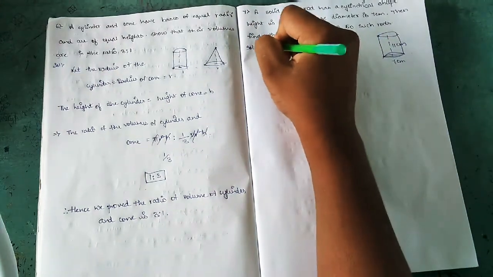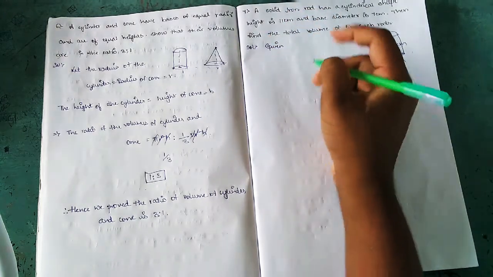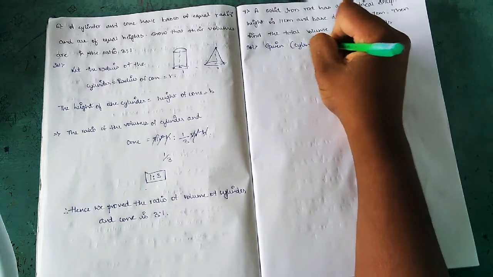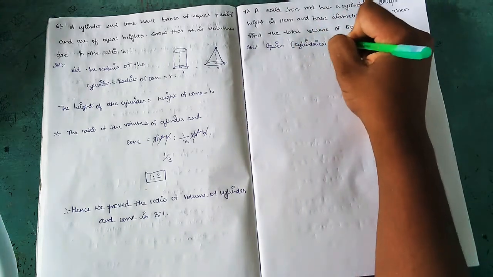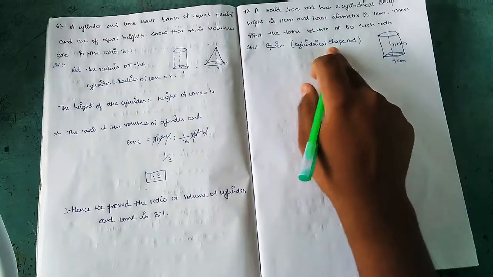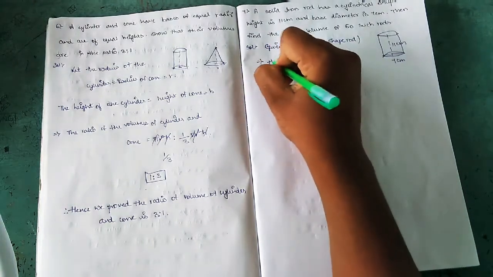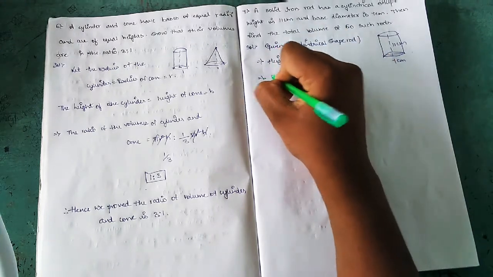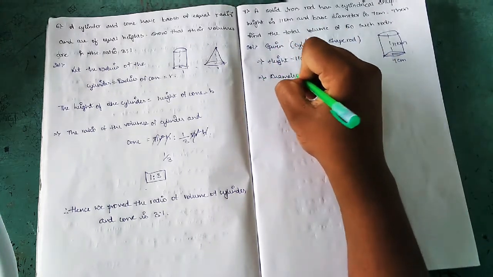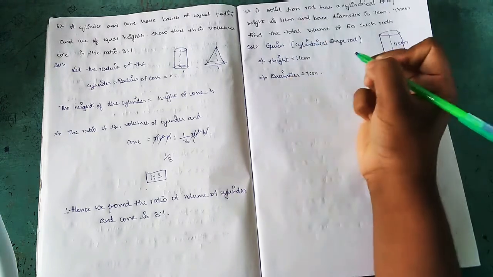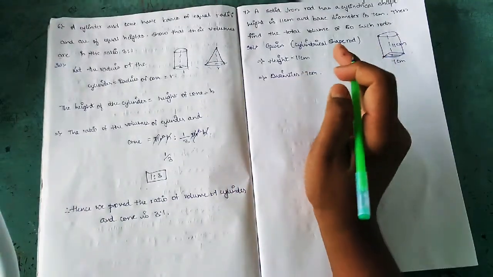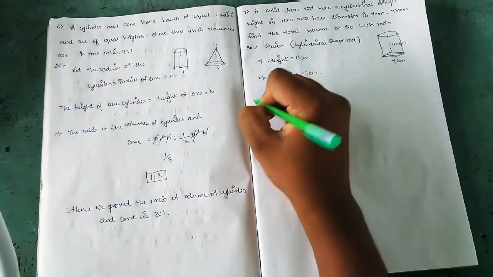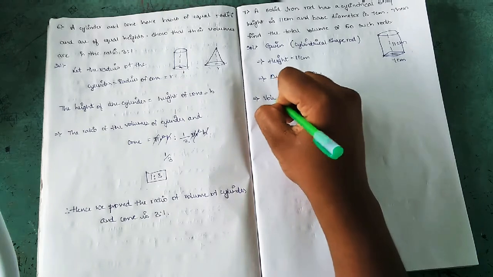So we'll write the given: a cylindrical shaped rod, height is equal to 11 cm and diameter is equal to 7 cm. So we have to find the volume. Height they have given and diameter is equal to 7 cm. So now we should find the volume of one rod.